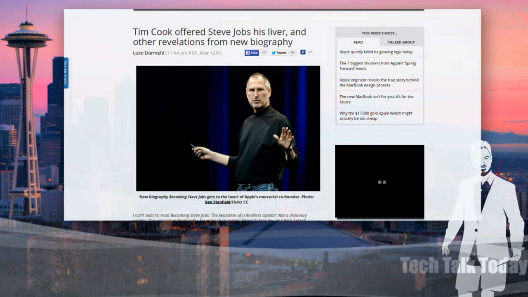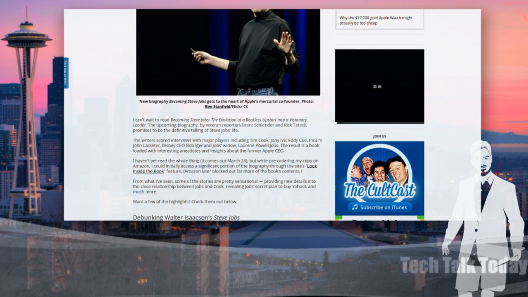It comes out in a new biography called Becoming Steve Jobs: The Evolution of a Reckless Upstart into a Visionary Leader. That is a mouthful. They got interviews with Tim Cook, Johnny Ive, Eddy Cue, Pixar's John Lasseter, Disney CEO Bob Iger, and Jobs' widow, Laurene Powell Jobs. And it's loaded with interesting tidbits, they say, and anecdotes and insights into the former CEO.